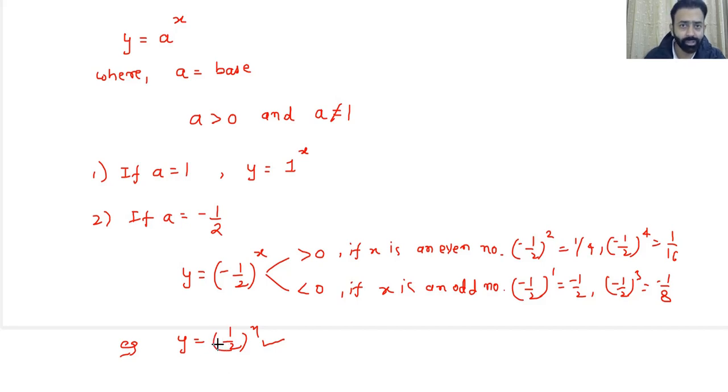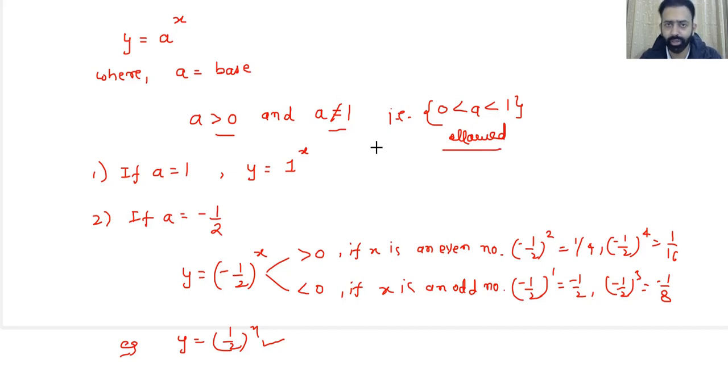There might be some confusion: if a is not equal to 1 but it is less than 1, is it allowed? Yes, because there are infinite numbers between 0 and 1, with a greater than 0 and a not equal to 1. So a can take a value between 0 and 1. This value is allowed.